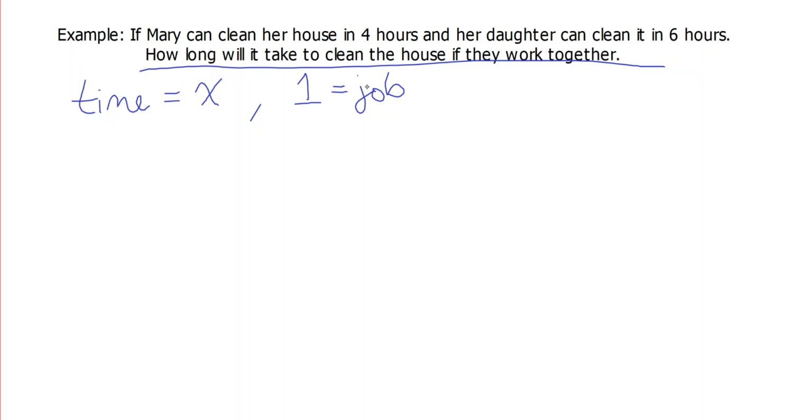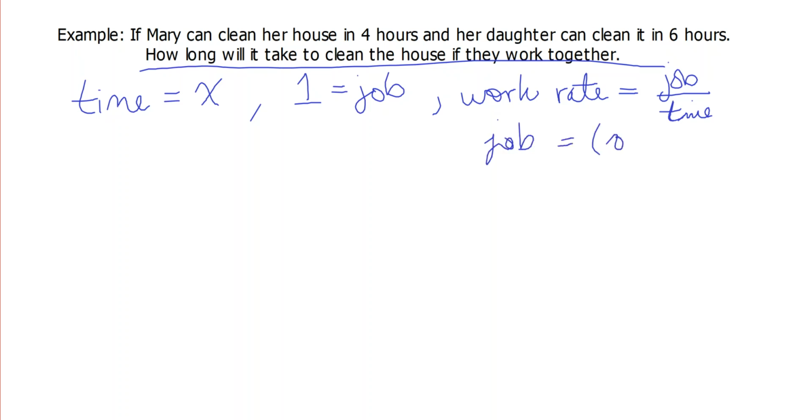So what you want to think about is I've got time and I've got job, and then I want you to think about work rate. Work rate will be how much they complete per time. So your rate is going to be your job you get done over time. So if we wanted to look at how long it took somebody to complete a job, that should be rate times time. And that's how we're going to do this.